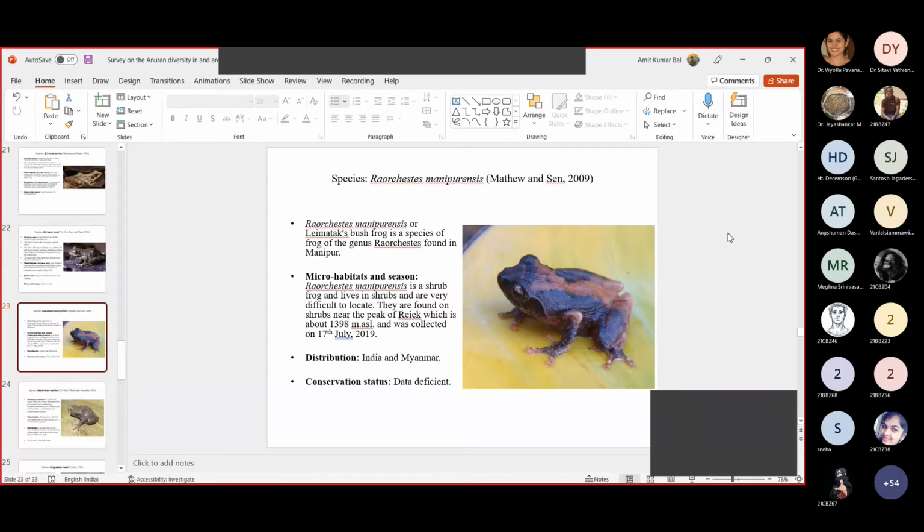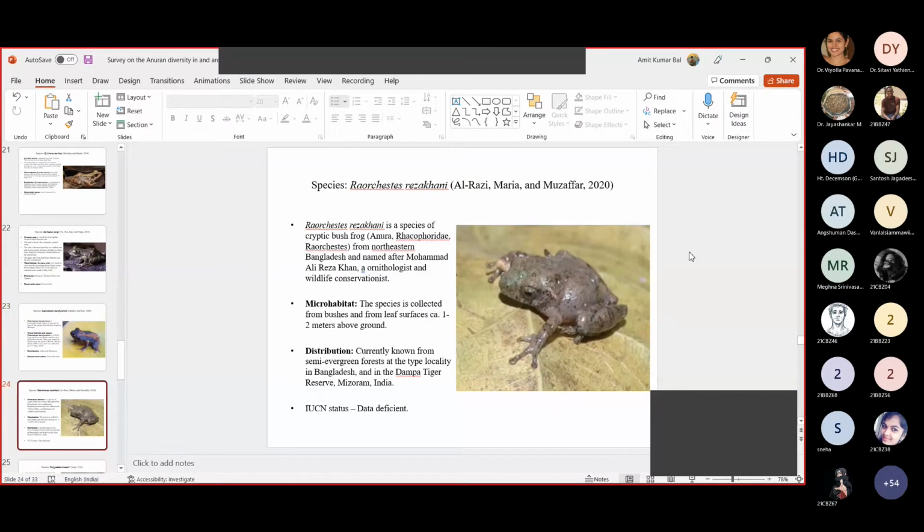We have the Raorchestes manipurensis and the Raorchestes rezakhani. They were collected both from bushes and from leaf surfaces, which are about 1 to 2 meters above ground. This Raorchestes rezakhani is only known from the type locality in Bangladesh and has been formerly reported from the Dampa Tiger Reserve, Mizoram, India.